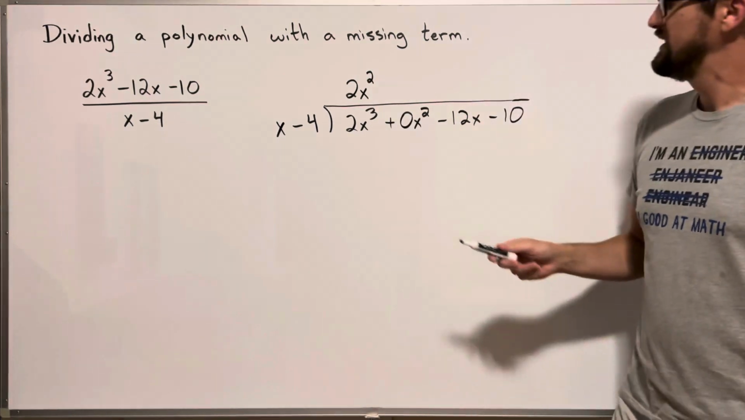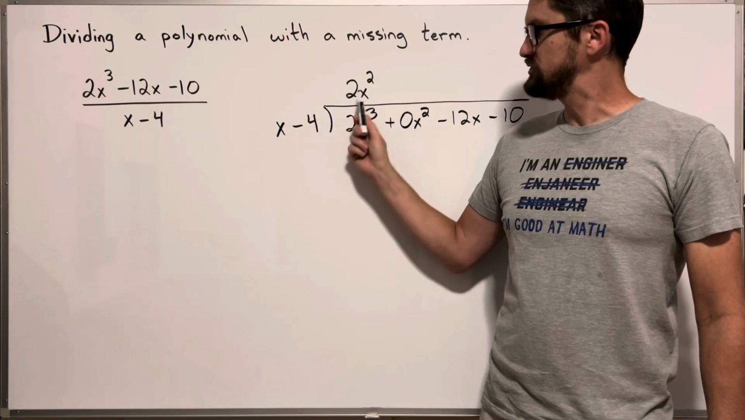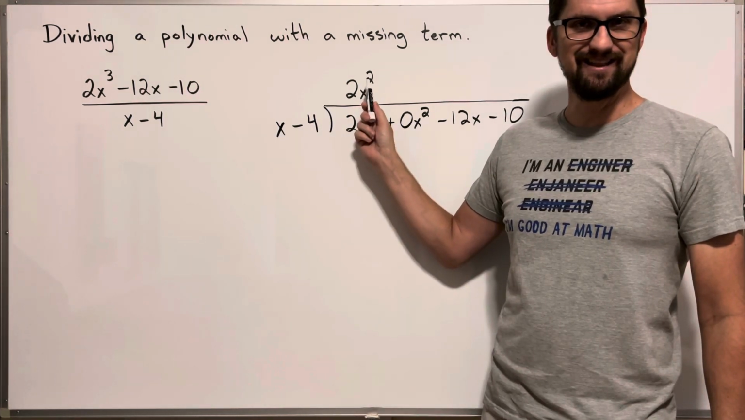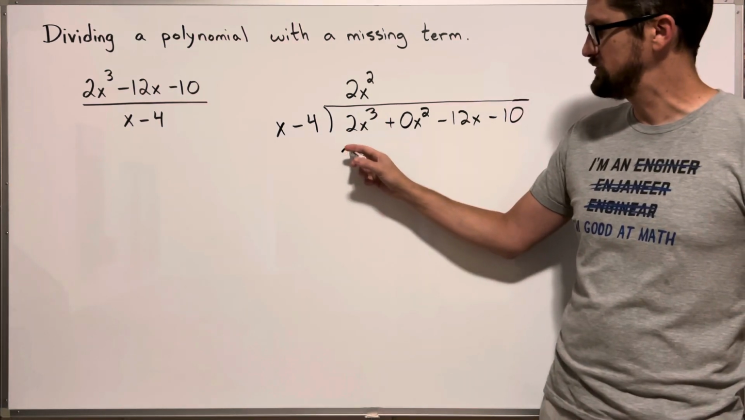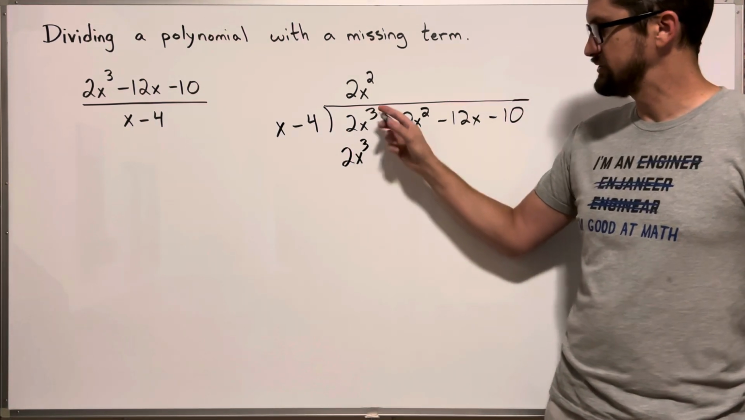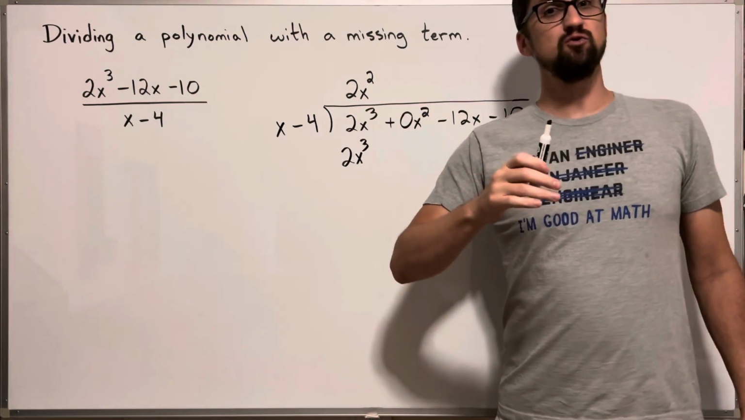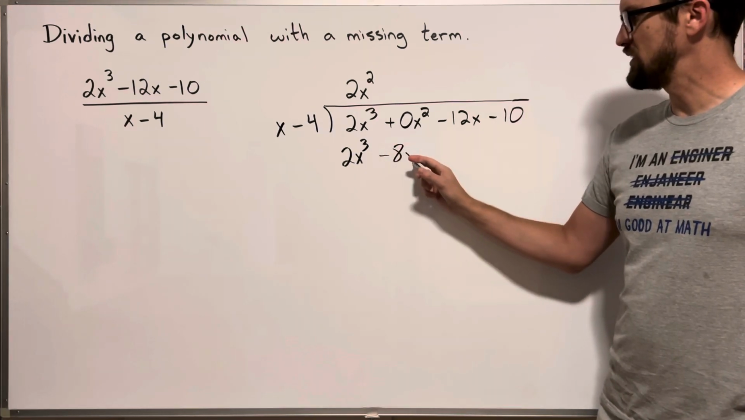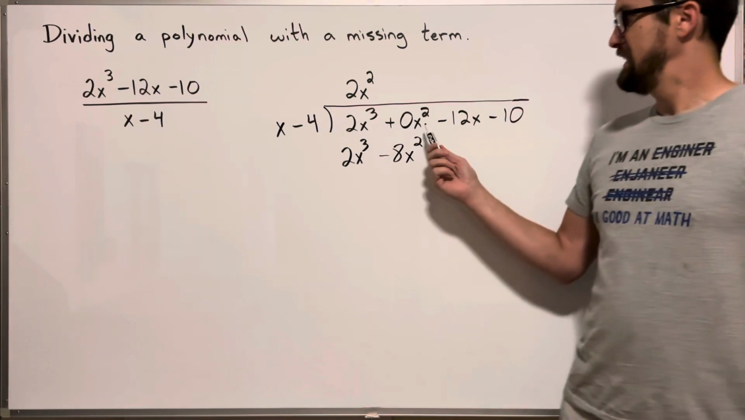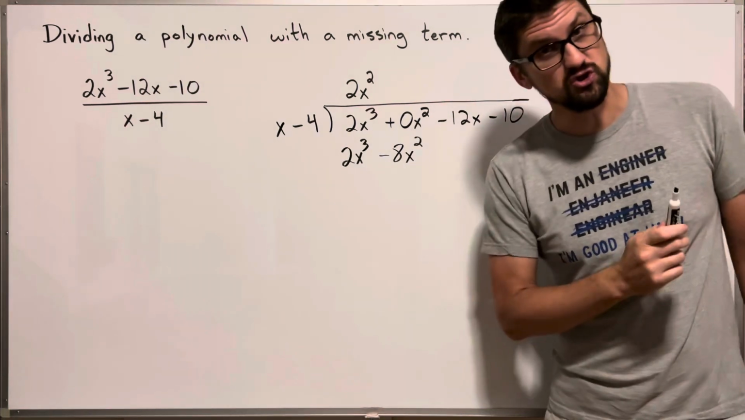And then you're going to take the 2x squared and you're going to multiply it to both the x and the minus 4. So 2x squared times x is 2x cubed, which I'm going to put under that 2x cubed. And then 2x squared times this minus 4 is going to give me a minus 8x squared. There's the placeholder where it comes in handy. It lines up the x squared terms.